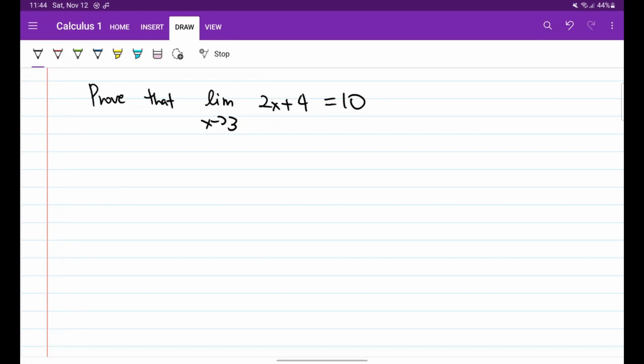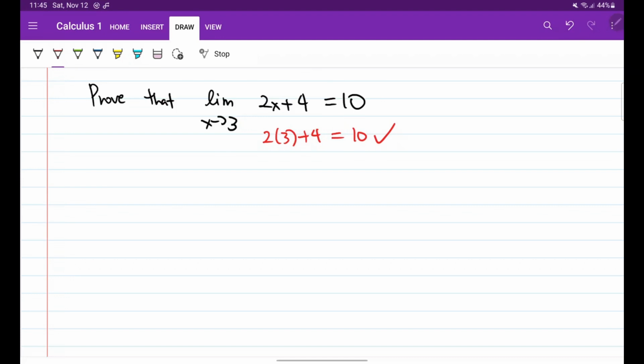So welcome back to Quick Calculus, and in this video we'll be proving that the limit as x approaches 3 of 2x plus 4 is equal to 10. So first things first, let's just verify the limit. We can simply plug in the value 3. So this is just 2 times 3 plus 4, and it is equal to 10.